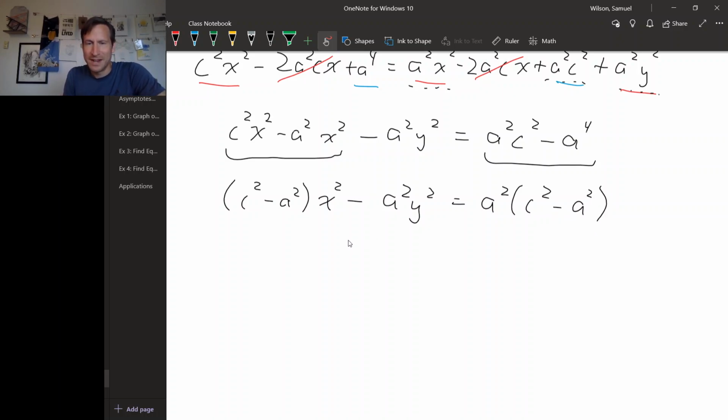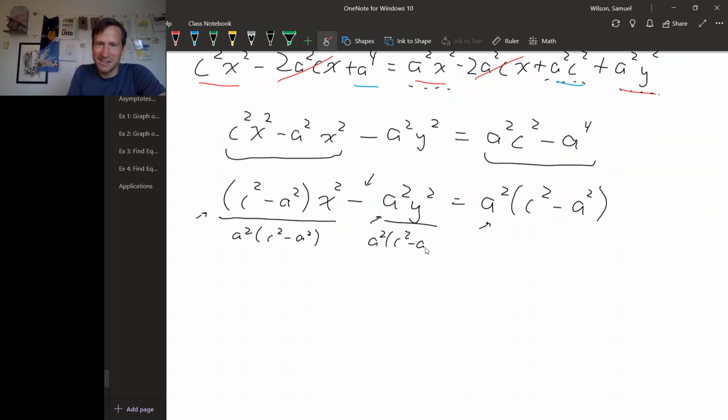Okay. Now, this is kind of looking similar to an ellipse, except for this minus sign in the middle. And a trick that we saw with the ellipse is, because these coefficient factors on the left-hand side show up multiplied on the right, we can simplify further by dividing everything by a squared times c squared minus a squared.